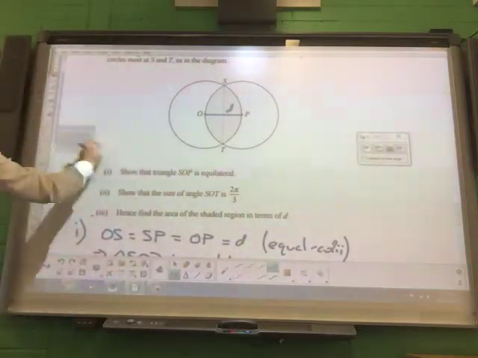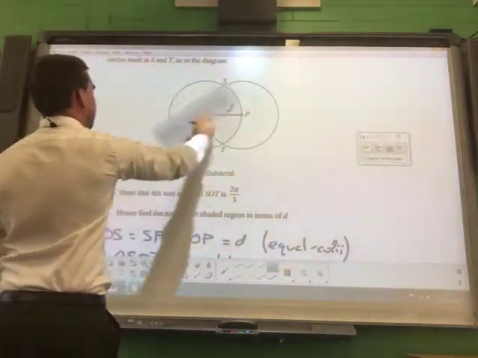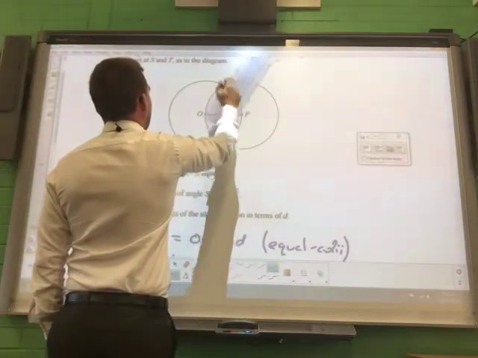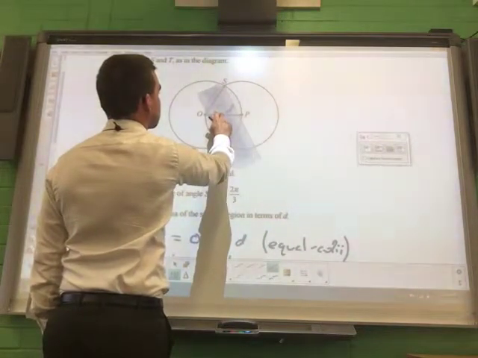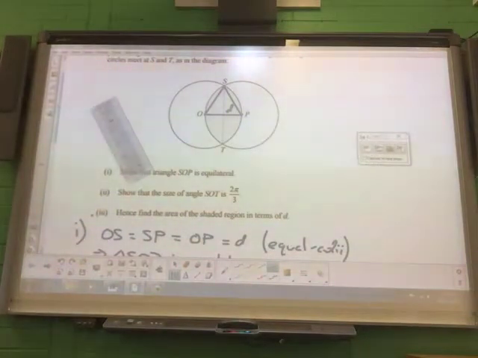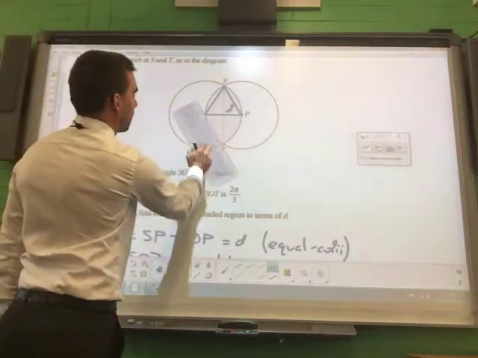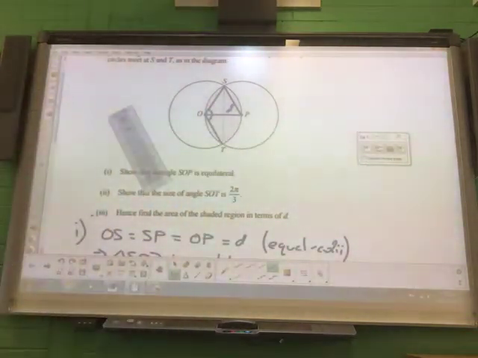Because it asked you about triangle SOP, I'm actually going to draw triangle SOP in there. So you need some instrument to be able to draw circles, nice, tidy, neat circles. Okay, messy circle, just going to correct some messy diagram. Now show that this angle, the angle SOT, that whole angle there, we need to show it's 2 pi on 3.